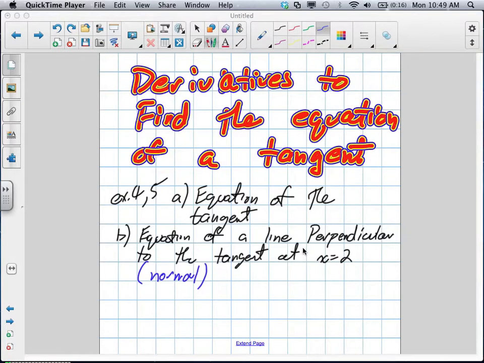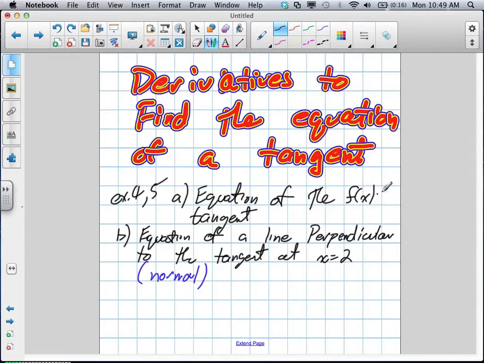Alright, so we're going to use derivatives to find the equation of a tangent. The very first question says, find the equation of the tangent. Oh, it would have been nice if I wrote the equation they want us to find for. They want us to find it when f of x is equal to 1 over x. And we're also going to find it at the point where x equals 2.